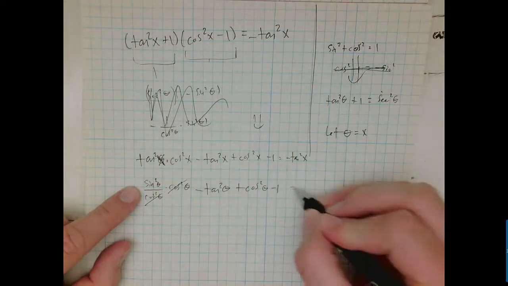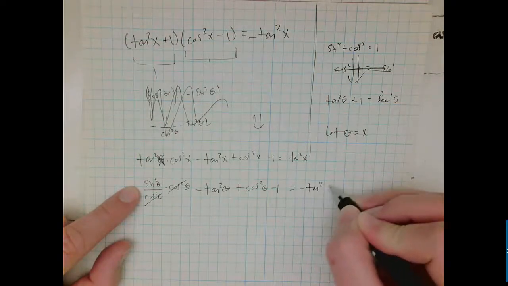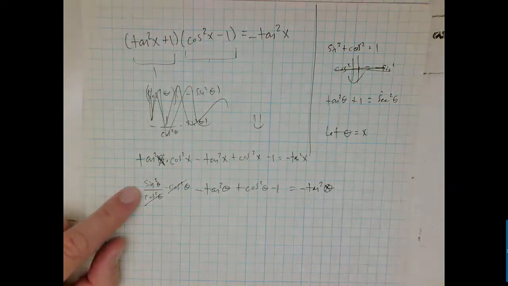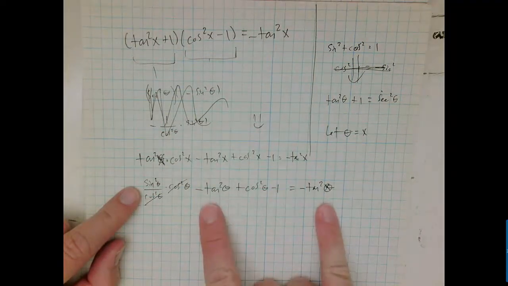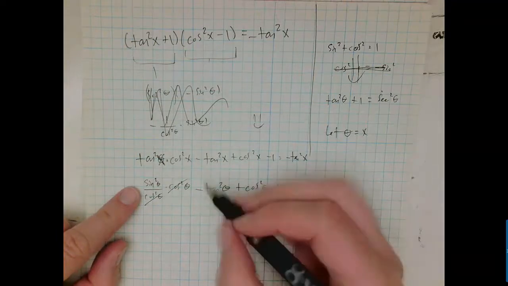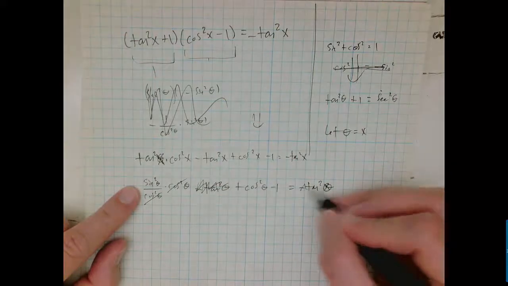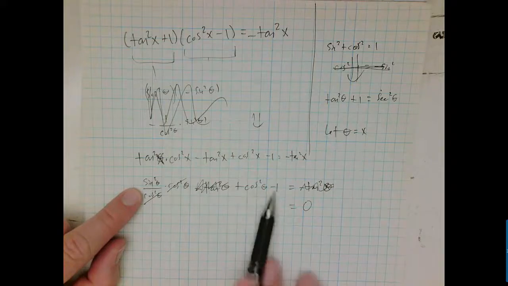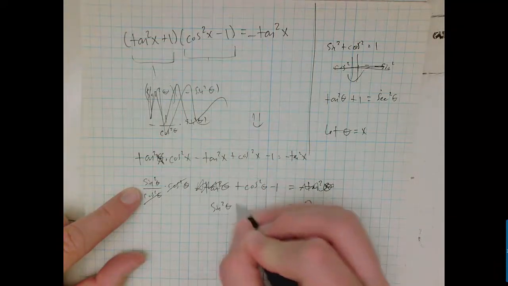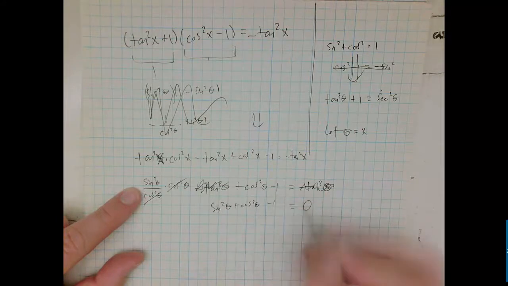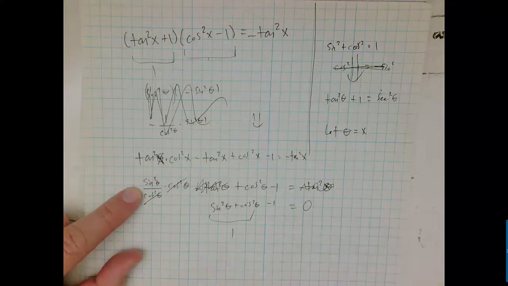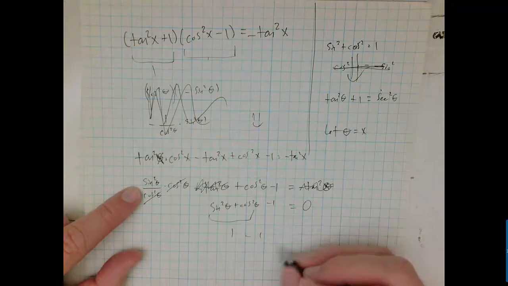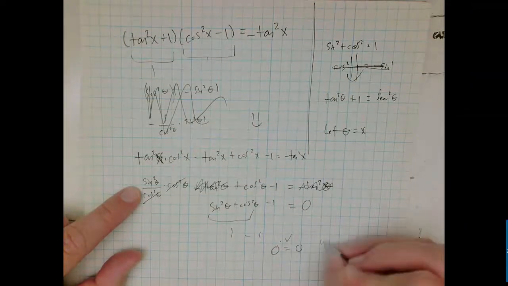So maybe I do still need something. Well, I guess I could add tan squared theta to both sides. So that becomes nothing. This becomes 0. So now I just have sine squared plus cosine squared minus 1. See where it's going? Sine squared plus cosine squared we know is 1, because that's the Pythagorean identity. 1 minus 1 is 0, so we've got 0 equals 0. And we've demonstrated the identity.